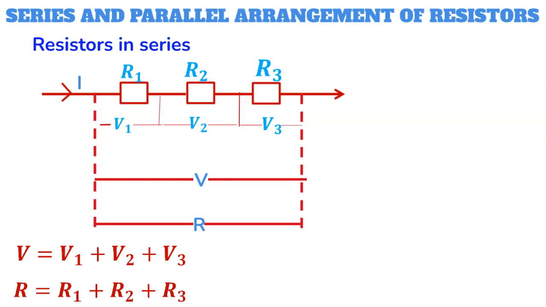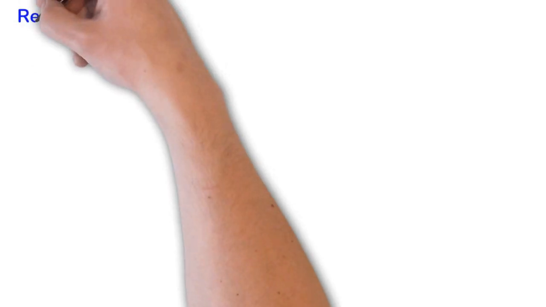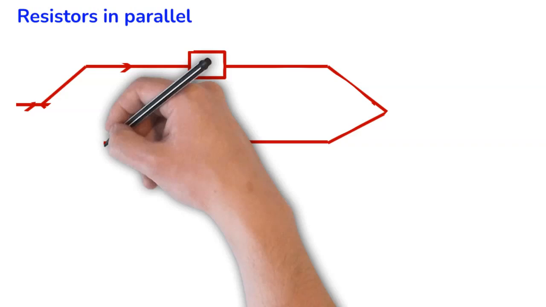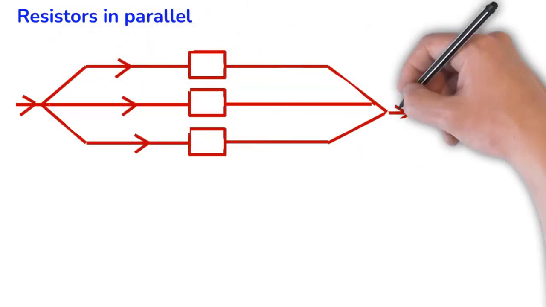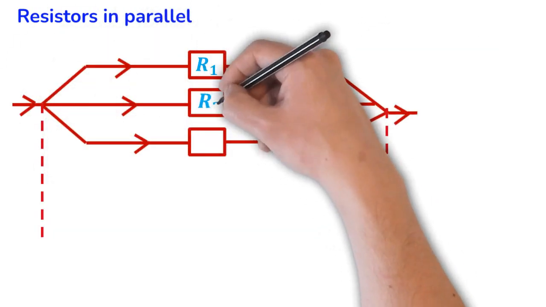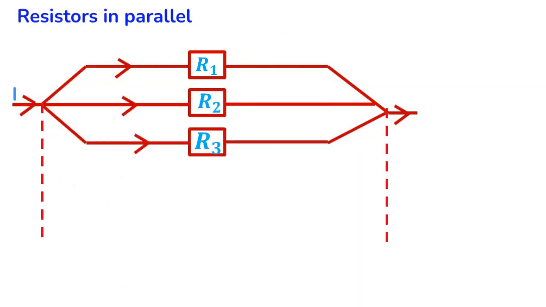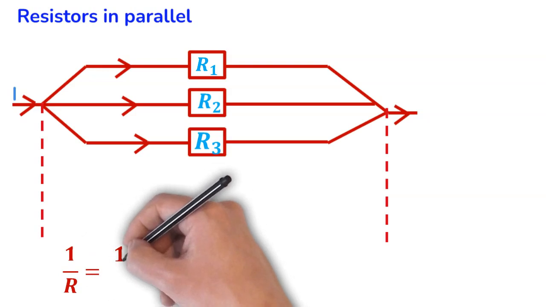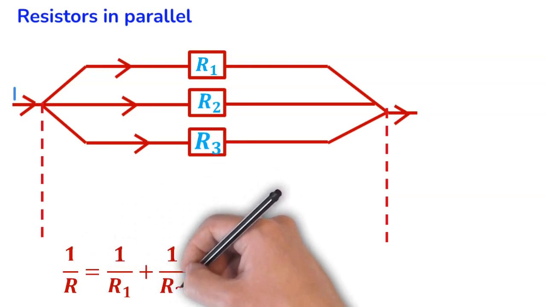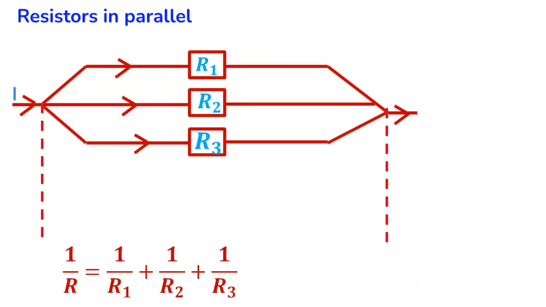Now let's look at the parallel resistors. So let's consider this diagram. First ohm, second ohm, third ohm. Note the combined total, equivalent or effective resistance for resistors connected in parallel is 1 over R equals 1 over R1 plus 1 over R2 plus 1 over R3.